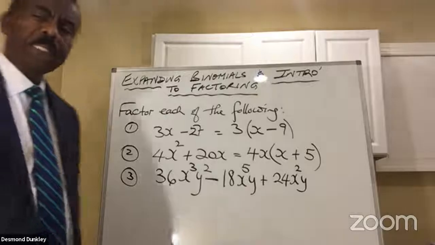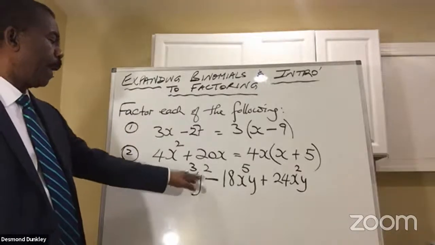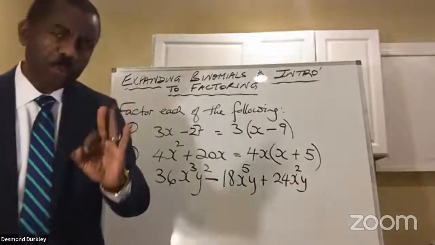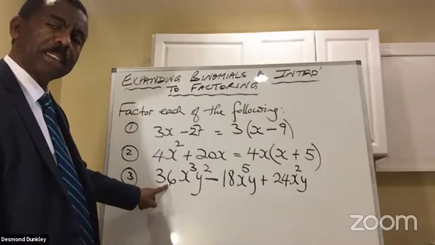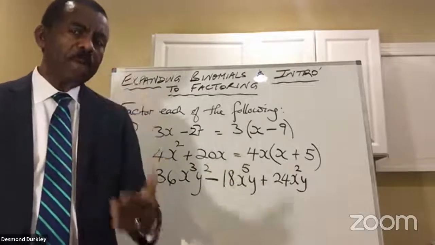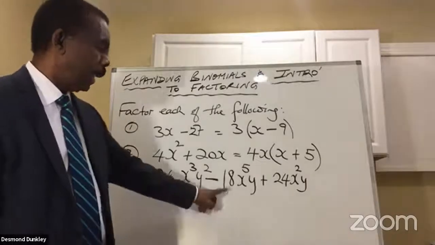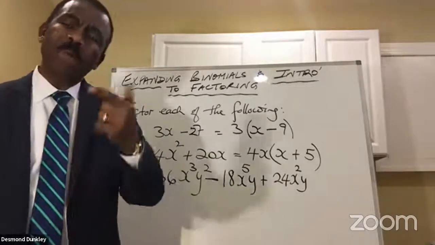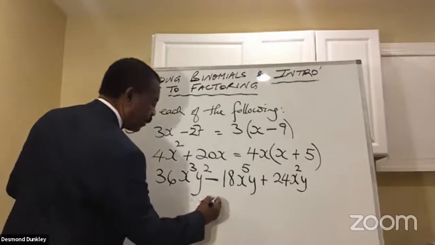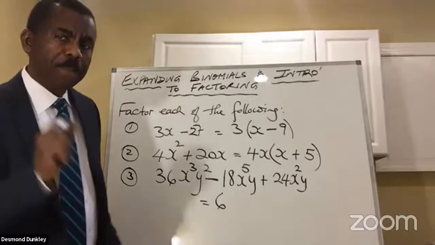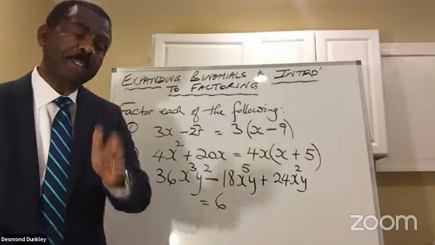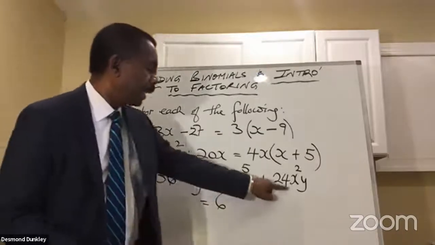Okay, so this is pretty ugly. 36x cubed y squared minus 18x to the 5th y plus 24x squared y. What do you do? First, you look at the numbers 36, 18, and 24. What is the biggest number that can go into 36, 18, and 24 without a remainder? And the answer is 6. We could say that this is equal to 6. So that takes care of the number for the coefficients. Coefficients are your numbers in front of your variables. This is a coefficient, that's a coefficient, that's a coefficient.